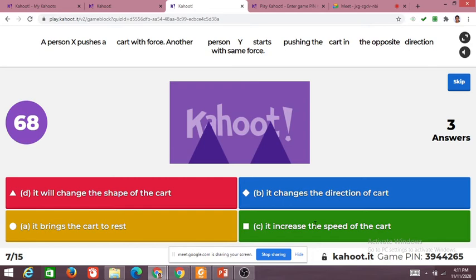So two persons are pushing the cart from opposite directions with equal force. So what will happen? Red, it will change the shape. Blue, it changes the direction. Yellow, it brings the cart to rest. And green, it increases the speed of the cart. Yeah, 10 have answered. Okay, I think only 10 people are playing. Yeah, 11. Okay, good.